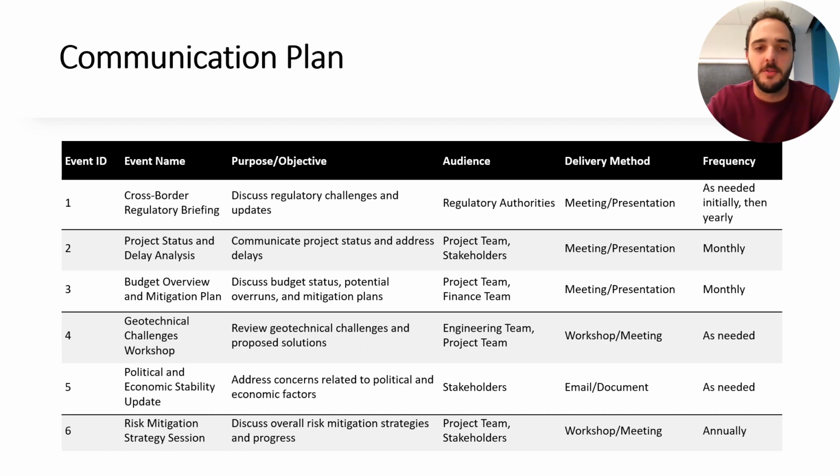In a similar fashion, we also suggest a monthly budget overview meeting to discuss budget status and try to see any budget overruns that are in the future. Looking at the geotechnical challenges, our team suggests a workshop between the project team and the engineering team so that any of these issues are identified as soon as possible to help develop a solution quickly. In terms of political and economic stability, our team does not suggest a meeting, but instead just an email follow-up for all the stakeholders to be on the same page regarding anything that might be coming up. Lastly, our team also suggests an annual risk mitigation strategy session to stay on top of any other risks that might show up throughout the lifetime of the project.